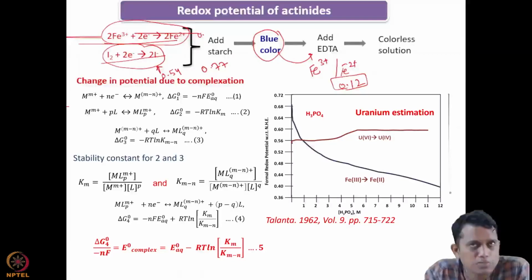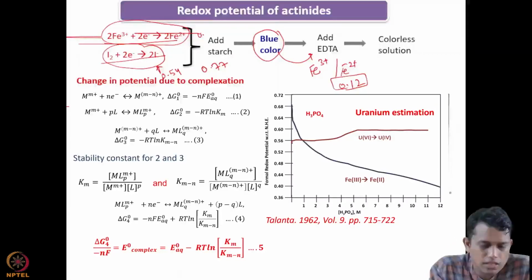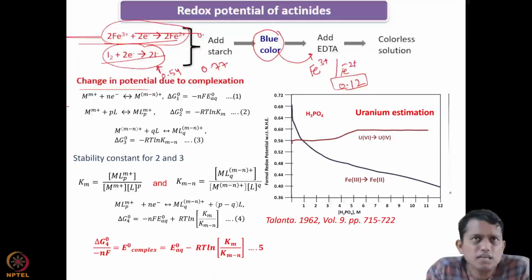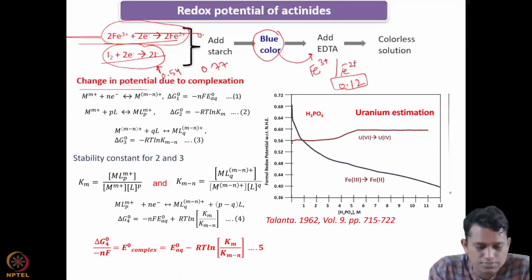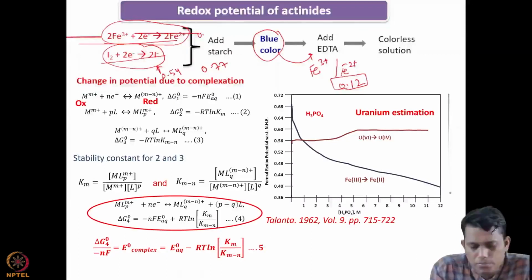Suppose we have a redox couple, M^n+ going to M^(n-1)+, and you can always write delta G for that. Similarly, suppose there is a complexation. For the complexation, you can again write it. So we have started with the oxidized one, and this is the product, the reduced one. Again, you can write for the complexation. I am assuming that L is a neutral ligand.